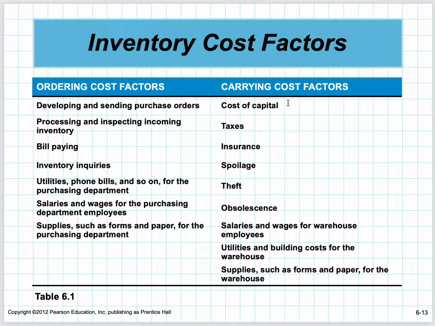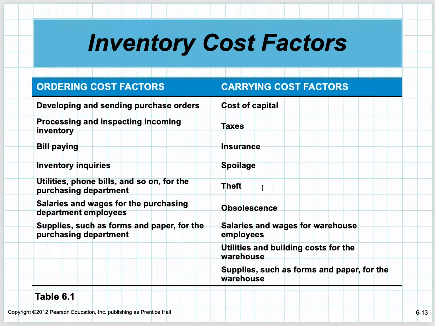Cost of carrying the inventory is the cost of capital. How much does your money cost you? It costs you cash to build inventory. You spent money to build that inventory. You pay taxes. You have insurance for that inventory in case there's a flood, a fire, whatever. Spoilage, if it's a perishable inventory, you have to plan for that. Theft, believe it or not, things disappear from a warehouse. They call it shrinkage usually, not theft.